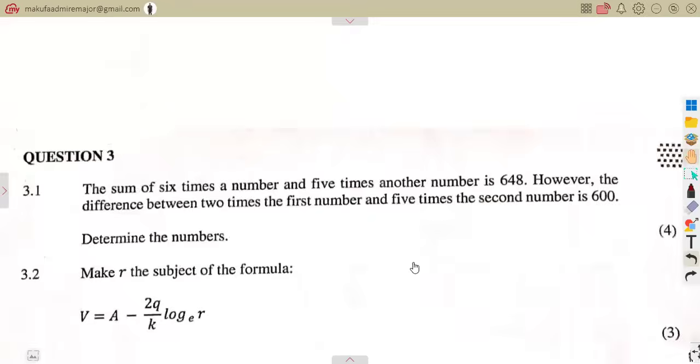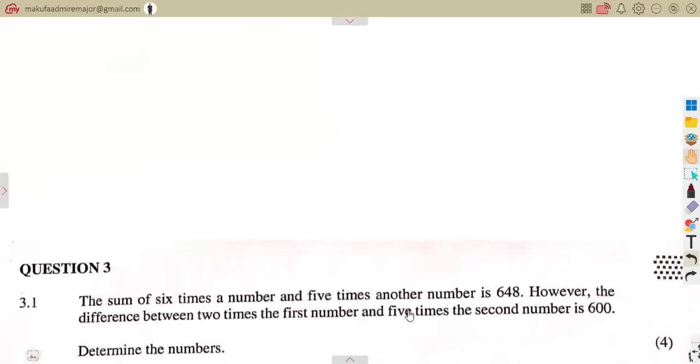All right, on number 3, we are given a word problem there. 3.1. The sum of 6 times a number and 5 times another number. The moment you're given a number, another number, think of simultaneous equations, because a number is an unknown. Another number, again, it's an unknown. So the first number, we do not know. So you can just let our first number be x and also our second number be y.